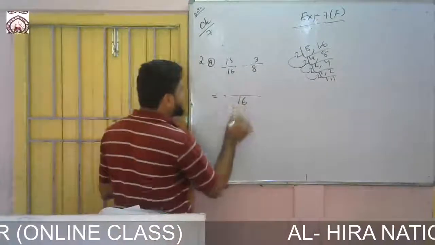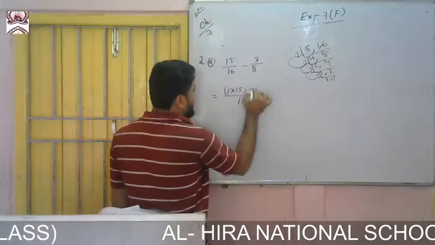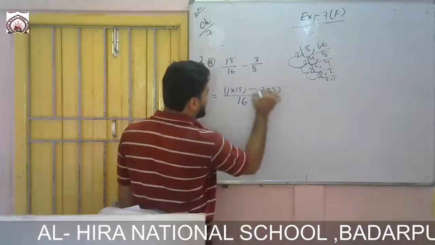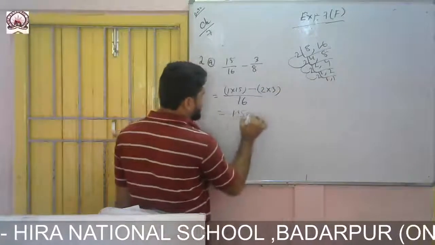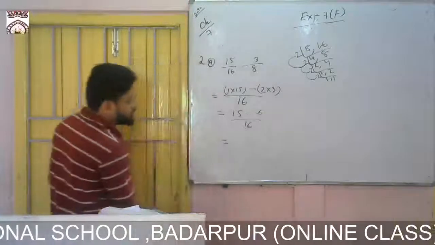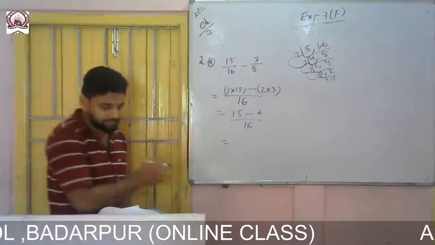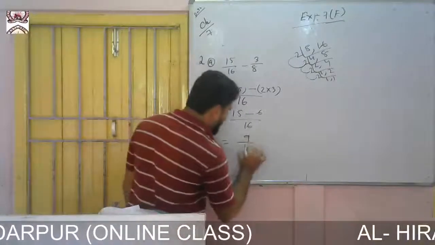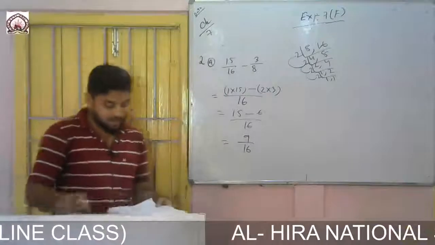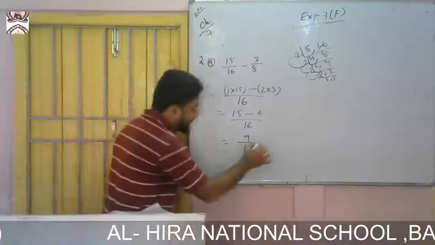So 16, 1 into 15 minus 8 2s are 16, so 2 into 3. So 15 minus 6, it is 9. Okay, so 9 by 16. 15 minus 6 is 9. So the answer is 9 by 16, and it is a proper fraction.